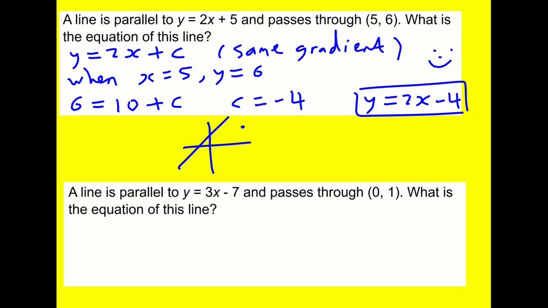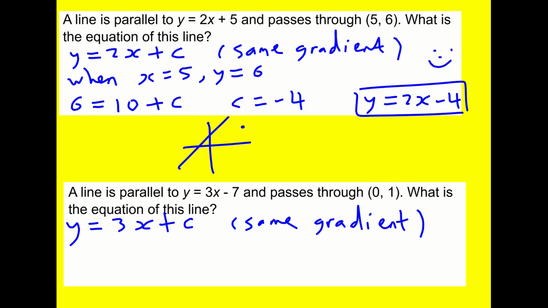Last one. Okay, actually, this is a bit of a trick one in some sense, because it's actually easier than you think at first. I'm going to write down that y is equal to 3x plus c in exactly the same way as before. Same gradient. Immediately, I'm showing my understanding about the parallel lines. And now I can substitute in 0, 1. When x equals 0, y is equal to 1. But this time, look what happens. I'm going to get 1 is equal to 3 times 0. That's just 0. 1 is equal to c. And I get that y is equal to 3x plus 1.